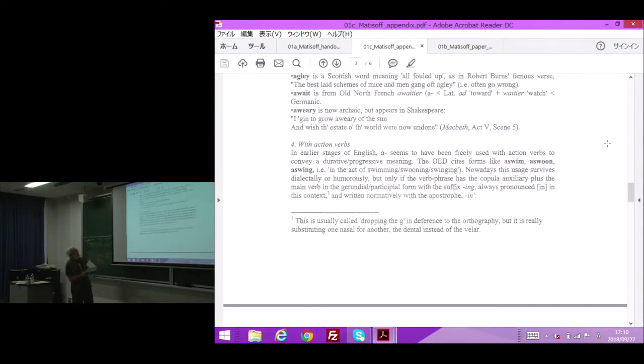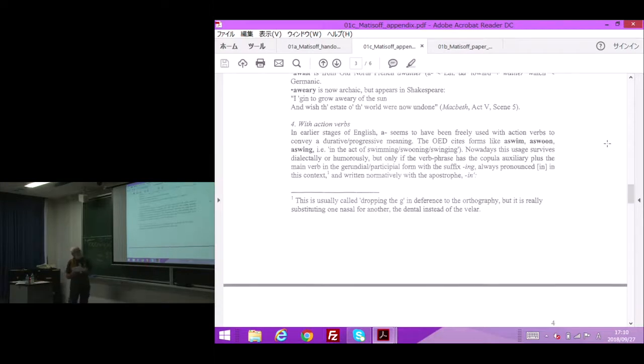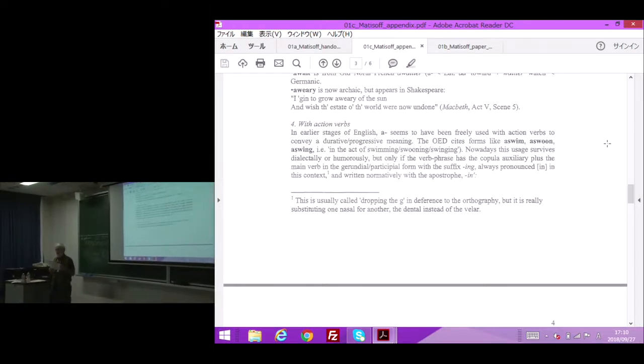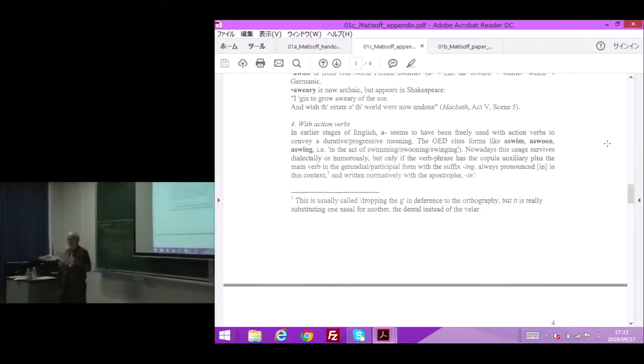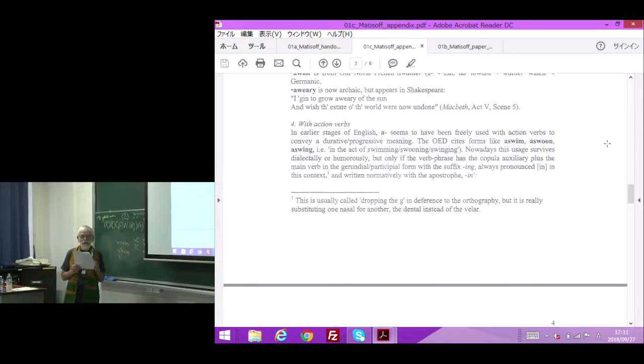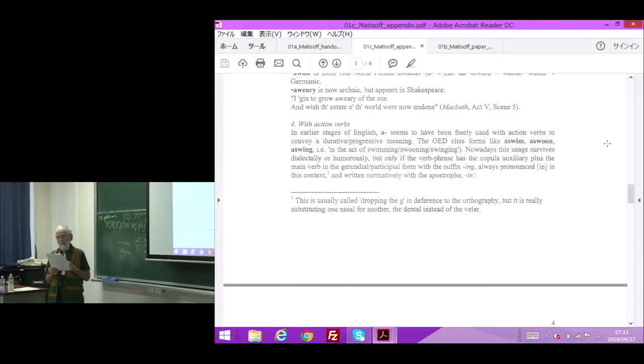Yeah. With action verbs, a was used fairly freely. Words like a-swim, a-swoon, a-swing, the act of swimming. And this still exists in some dialects of English. Some older people still use expressions like this. They're considered dialectal. So I'm just a-sitting in the sun, warming my old bones. It has to be used with the progressive form of the verb, with the ing suffix. They were running and shouting like a bunch of lunatics.